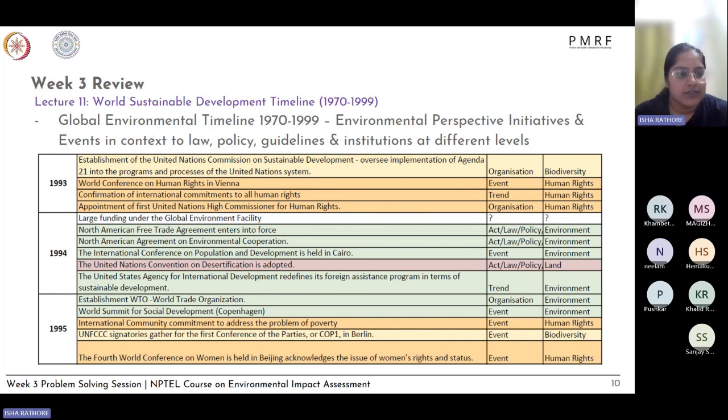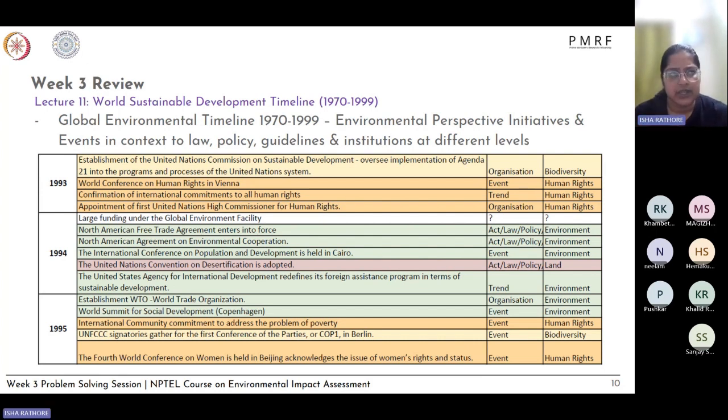Then in 1995, we have the World Trade Organization, which was established. We had the World Summit for Social Development, which happened in Copenhagen, with the international community's commitment to address the problem of poverty. And we had COP1, or Conference of Parties. In 2021, we had COP21. In 1995, we have COP1, which was the Conference of Parties, all the countries which were signatories to the United Nations Climate Change Convention. They come together and discuss the different environmental problems or issues which they feel are significant.